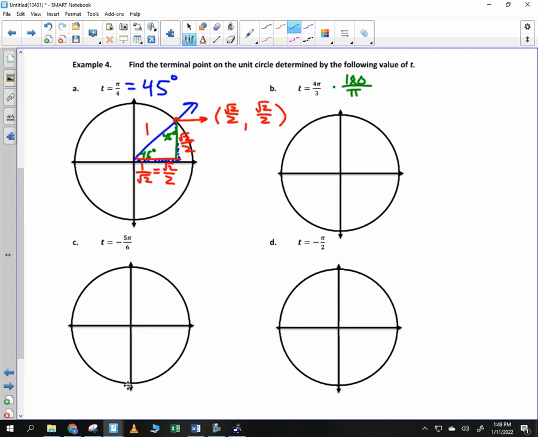How do I do that? Well, you know that the pi's cancel. If I see something over 3, how many degrees do you think I think of? 60. And then I multiply it by 4. And 4 times 60 is 240. See, 180 divided by 3 is 60, times 4 is 240. So that's an easy conversion for us. 240 degrees. Places us in which quadrant? Third.